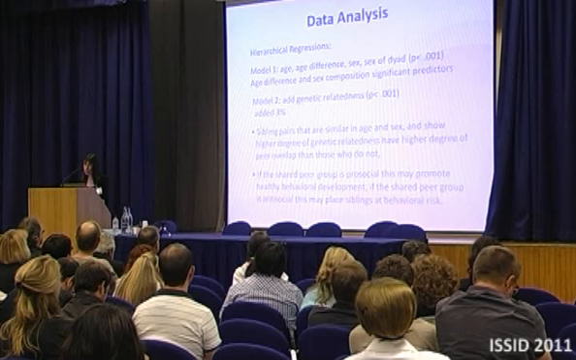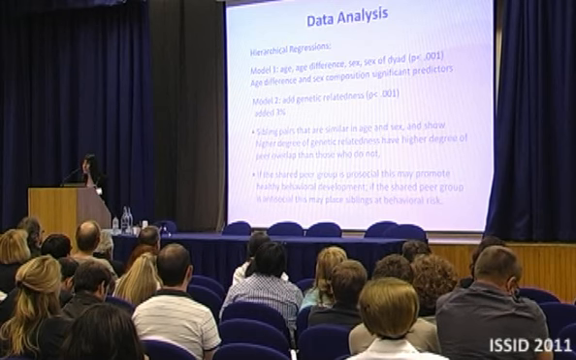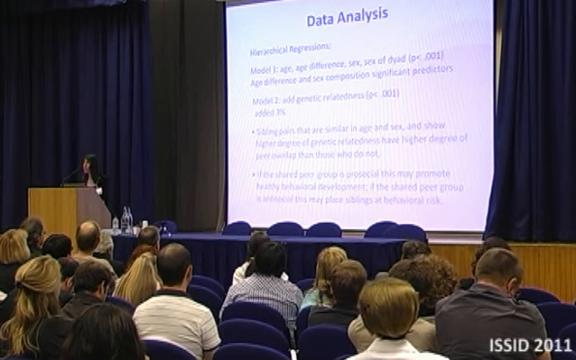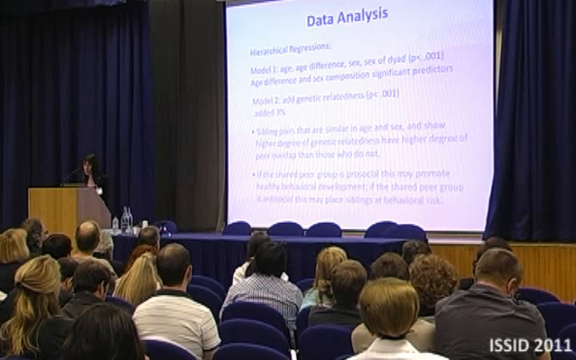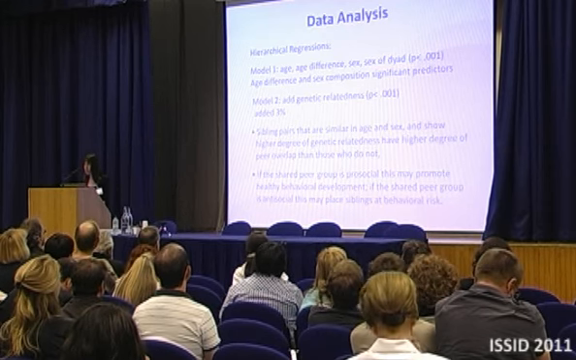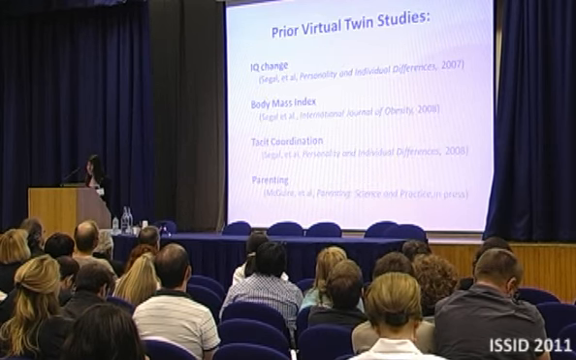And this is important to know because it could be that the shared peer group, if pro-social, could promote healthy development, but if not, could place some siblings at behavioral risk.